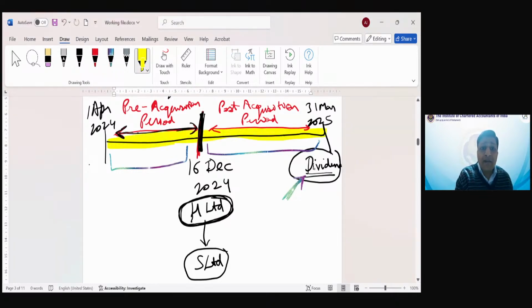Means some part of the dividend has been paid from pre-acquisition profits and some part of the dividend has been paid from post-acquisition profits, which again will require a split of this. Okay. And which will have some accounting adjustments. So we'll also talk about those accounting adjustments with the help of some examples. Okay. Clear? All right.